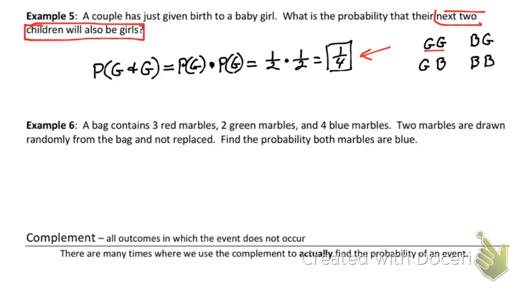That's my probability. All right, example 6 says, a bag contains 6 marbles, 2 green marbles and 4 blue marbles. 2 marbles are drawn randomly from the bag and not replaced. I'm going to stop right there. Not replaced. Find the probability both marbles are blue. Now, we can't solve that one today. This is not independent.